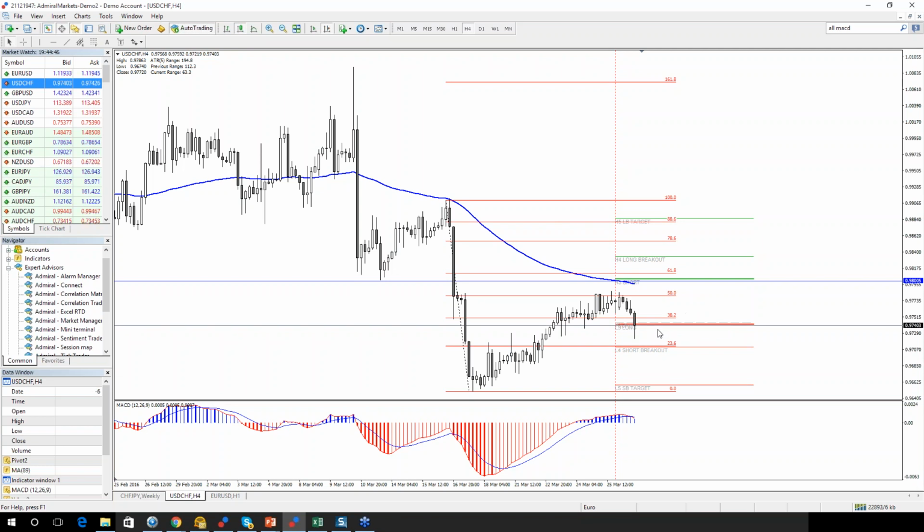And the target first will be 97. This would be the second target, 96.40. Only if it breaks 96.40, it can go to 96. So this is POC from this part here.